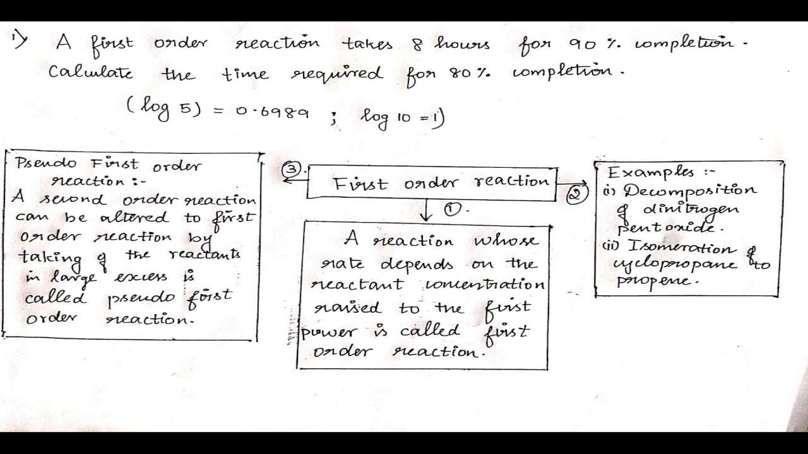Third, pseudo first order reaction. A second order reaction can be altered to a first order reaction by taking one of the reactants in large excess. It is called a pseudo first order reaction.